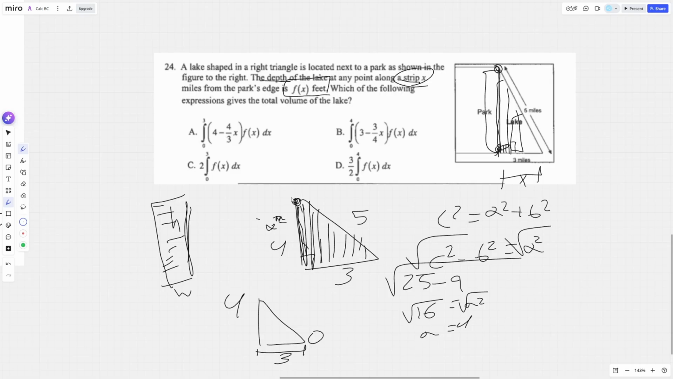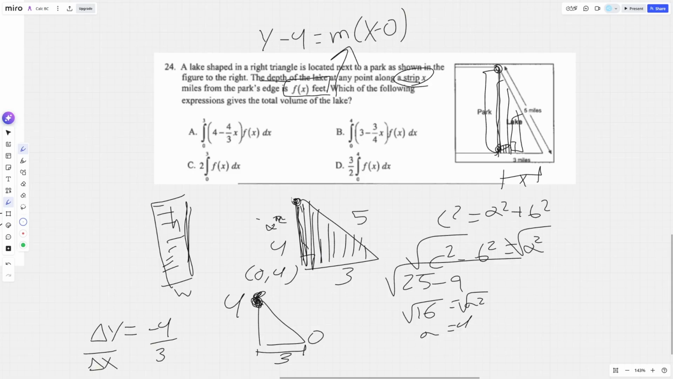We're going to have a function that is based on, I'm going to make it based on point slope form. So right here we have, let's say this point over here. y minus 4 is equal to slope times x minus 0. So this is the point slope form at x equals 0, or (0, 4). And we need to find our slope. So we have a change in height. A change in y is negative 4, and our change in x is 3. So our slope will be negative 4 over 3.